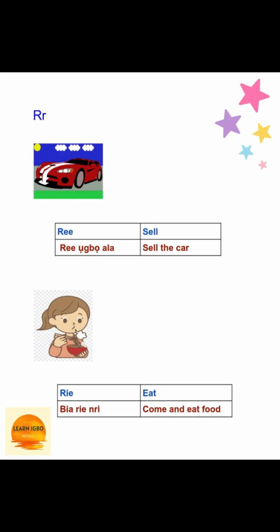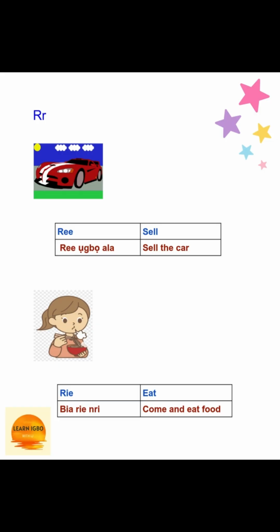The next letter in the Igbo alphabet is the letter Re. In the English alphabet, this letter is the letter R. Example number one. Re. Sell. Used in a phrase or sentence: Re ụgbọala. Meaning sell the car.